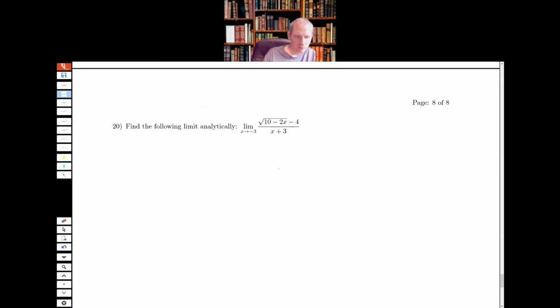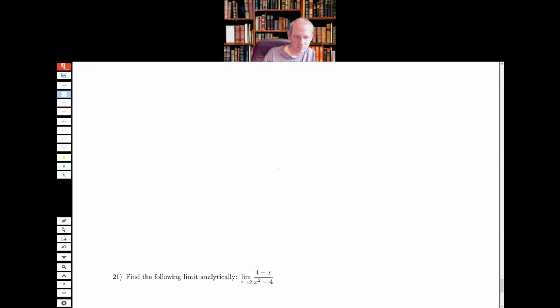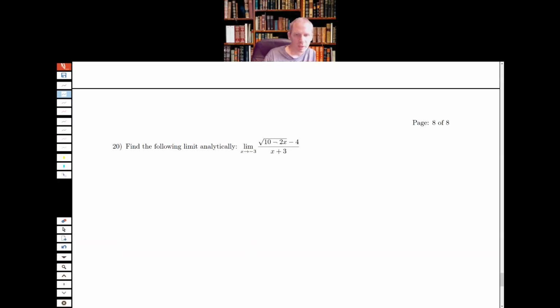All right, for this last one, I think it's the last problem. No, there's 2 more. Okay, for this second to last one, again, I don't have a polynomial on top. We'll start by trying direct substitution. Hopefully it works, but I don't really think so. So we have 10 minus 2 times negative 3 minus 4, all over negative 3 plus 3. Minus a negative is plus, so I have 10 plus 6, so the square root of 16. Square root of 16 is 4, minus 4 is 0, so we have 0 over 0.